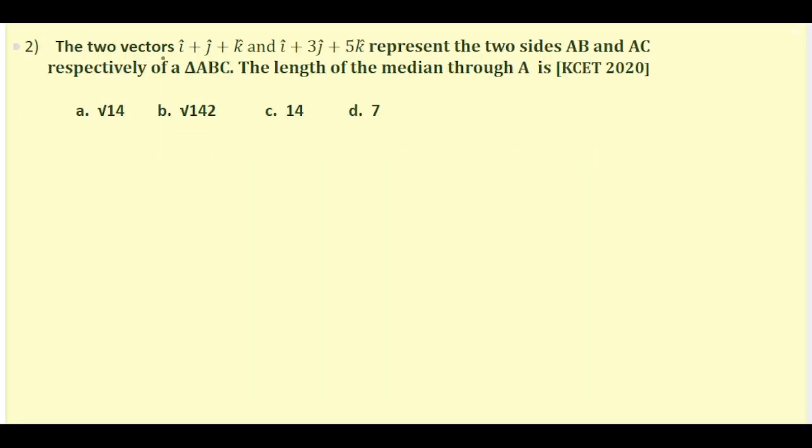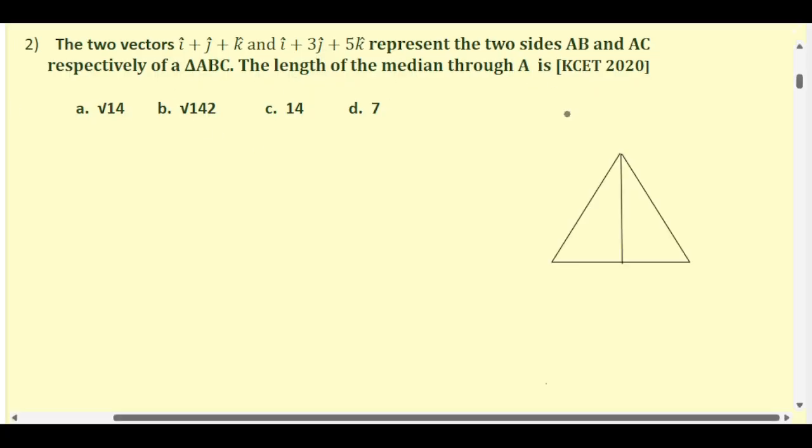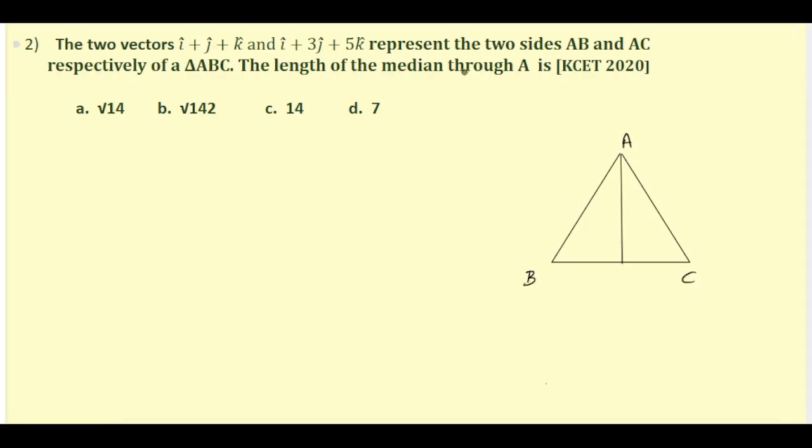Question number 2. The two vectors I vector plus j vector plus k vector and I vector plus 3j vector plus 5k vector represent the two sides AB and AC respectively of a triangle ABC. The length of the median through A is, given triangle ABC, A, B and C, and find the length of the median through A. So this is a median which divides this line segment at point D. We know that in a triangle the median divides the line segment equally. So this can be taken as M and this also can be taken as M.